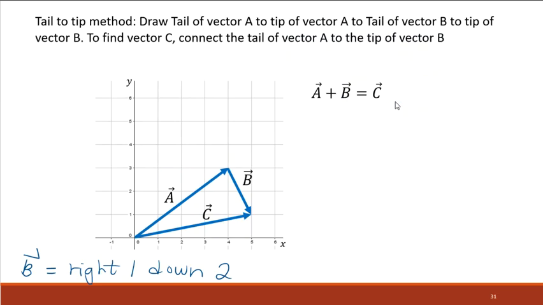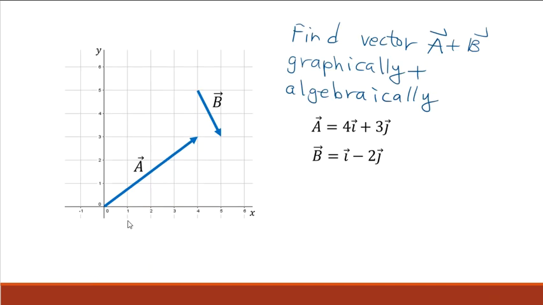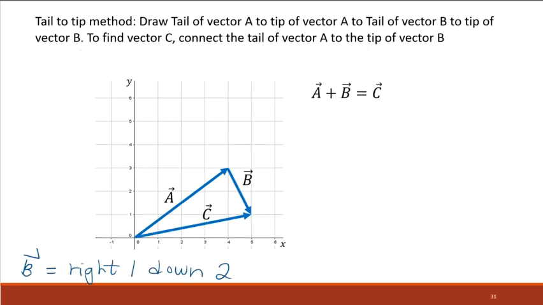The tail to tip method. Draw vector A from its tail to its tip. Then you're going to connect that second vector right away. You're just going to move this vector down to the tip of vector A. So just connect it. I'm going to connect the tail of vector B to the tip of vector A.